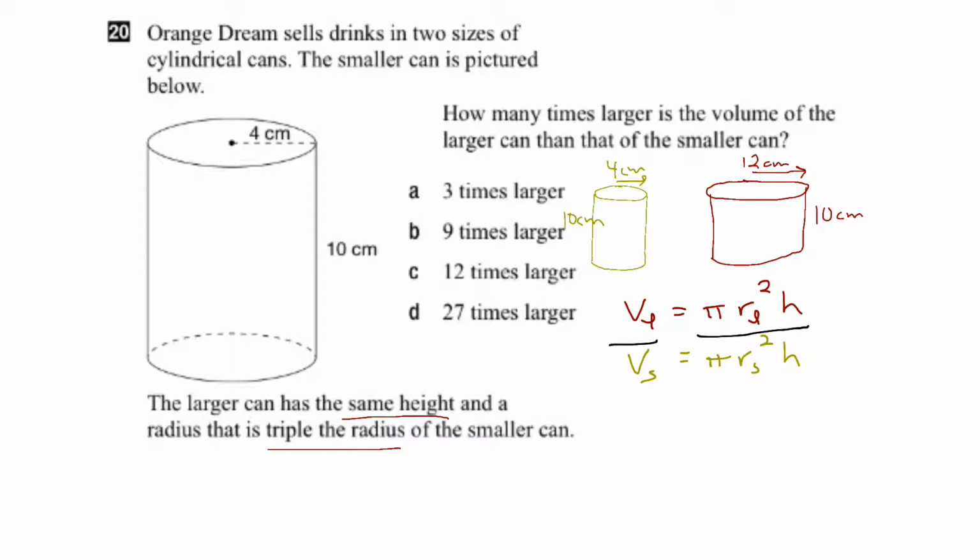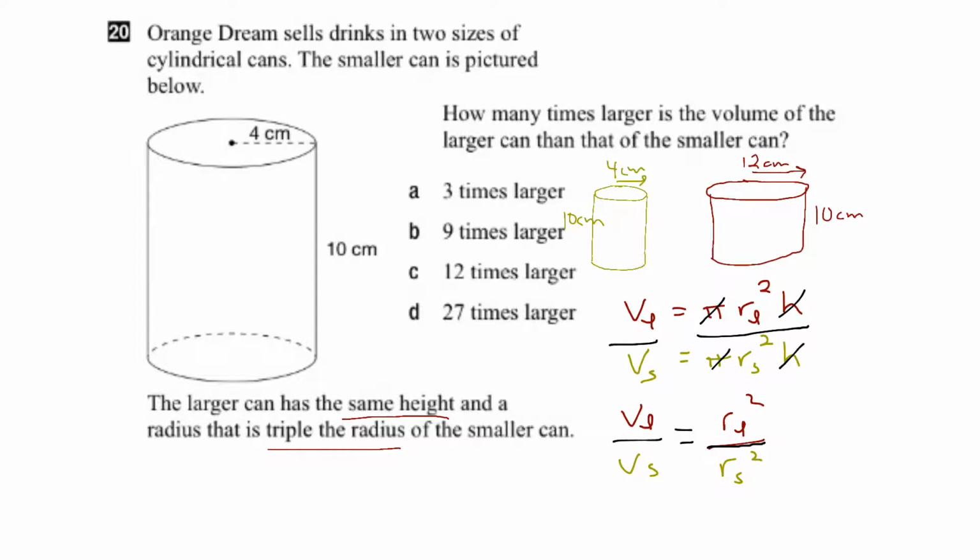Well, we know that pi is the same for both, so we can eliminate that in the division. We know the height is the same for both, so we can eliminate that from the division. So what we can say is the volume of the larger cylinder is to the volume of the smaller cylinder as the radius of the larger cylinder squared is to the radius of the smaller cylinder squared.